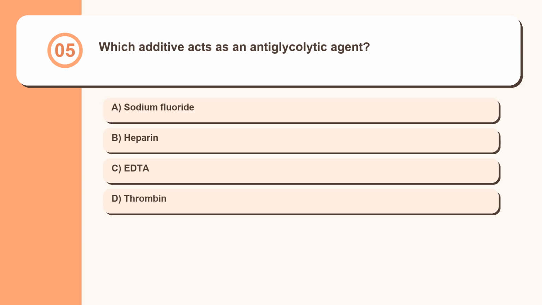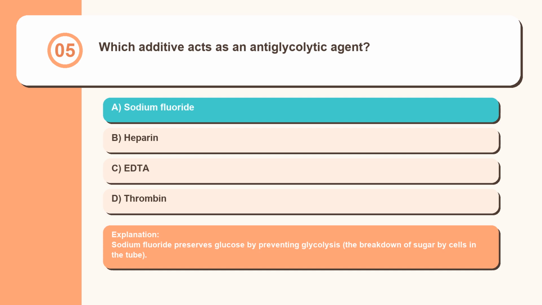Question 5. Which additive acts as an antiglycolytic agent? Sodium fluoride, heparin, EDTA, thrombin. Sodium fluoride preserves glucose by preventing glycolysis, the breakdown of sugar by cells in the tube.